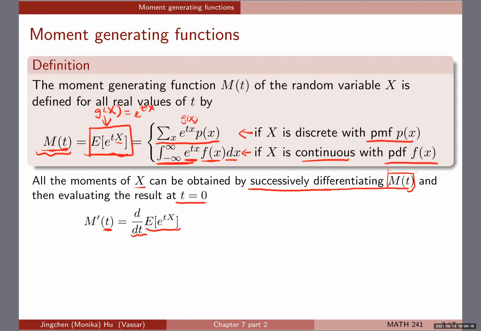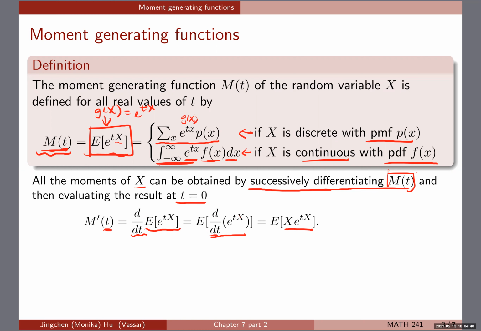Because of that, what we're going to do, as you can see over here, is move the differentiation sign inside the expectation. Then for the first order derivative with respect to t, X is a constant, because we're just differentiating with respect to t. So this becomes the expectation of X times e to the tX. X is a constant and it's in front of t, so when you're doing the chain rule, you're going to have this.